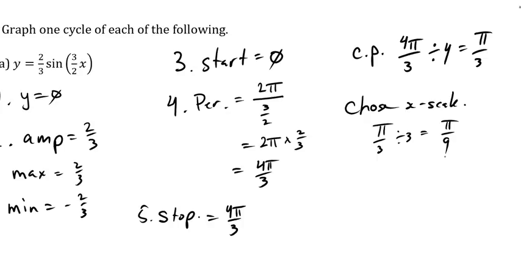But what it's telling me is it'll take 3 squares to get to my critical points because I divided that by 3. Right? That's what it's telling me. That's something that's important to think about. How many squares between your critical points?